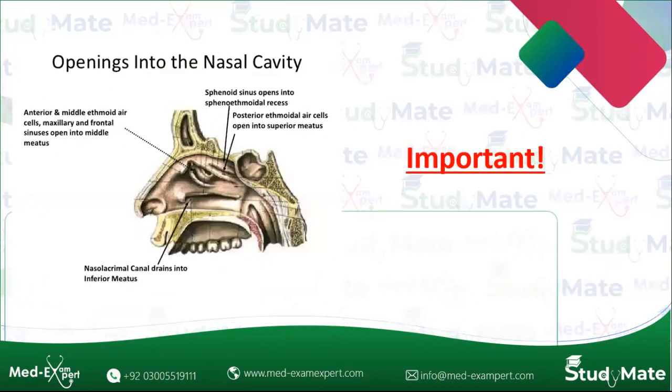So this is a very important slide. This is showing the lateral wall of the nasal cavity. If the septum is removed from here, you can see the lateral wall of the nasal cavity. From this, 2 to 3 MCQs always come in the ENT Part 1 exam. So if you look at it, you can see 3 turbinates, the inferior turbinate, middle turbinate and the superior turbinate.